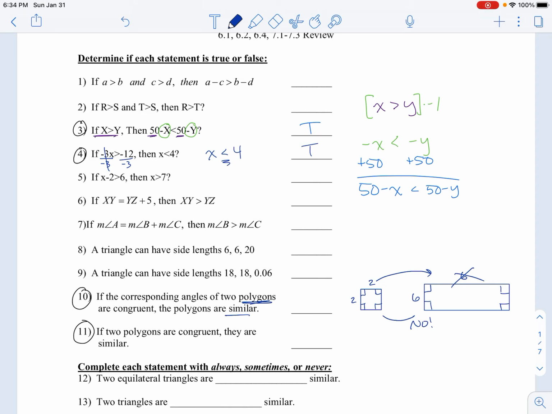If 2 polygons are congruent, then they are similar. Well, that is going to be true because it just means the scale factor is 1. I didn't blow it up or shrink it down at all. I just took my picture and I copied it over exactly. That does actually count as being similar.